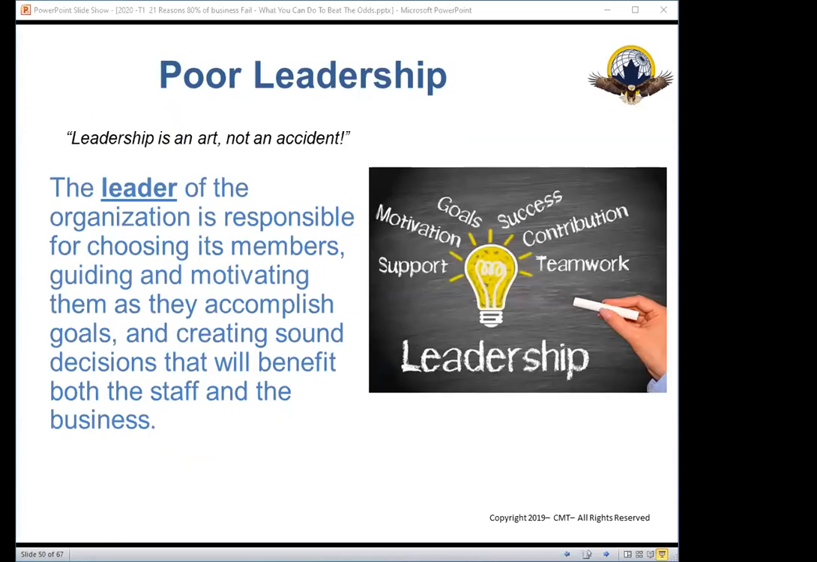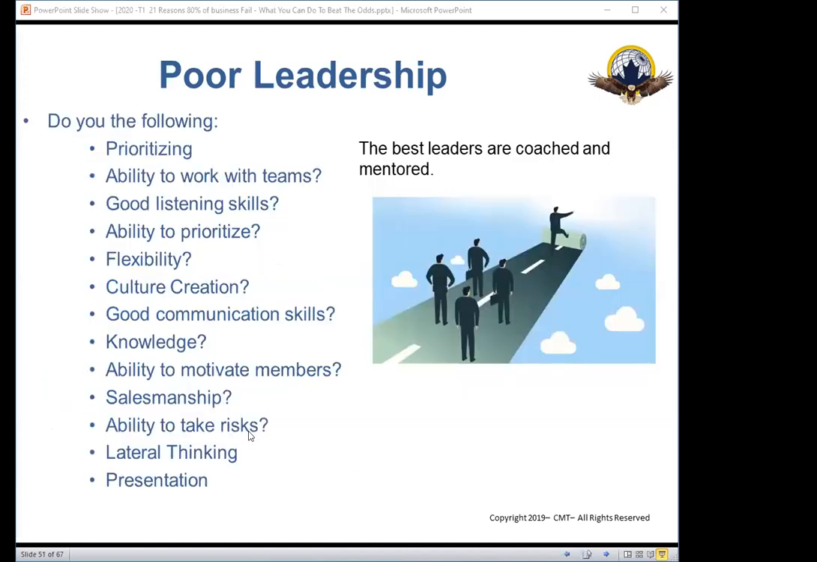Let's talk about leadership. The leader of an organization is responsible for choosing its members, guiding and motivating them as they accomplish their goals. So your goal is to help other people achieve their goals. For example, a good leader today wants to help me achieve my goals. I'm hoping that each of us here are leaders today, that we're stepping up, first of all, to lead ourselves and then the people around us for everyone's benefit. It's just, life is so much better that way.